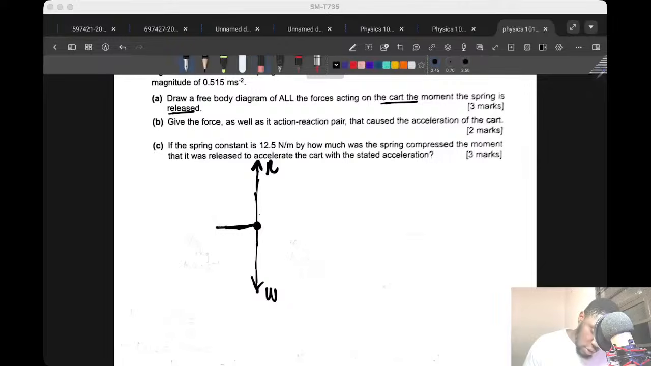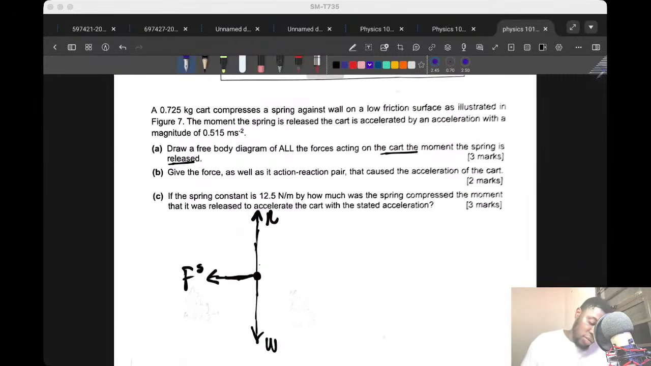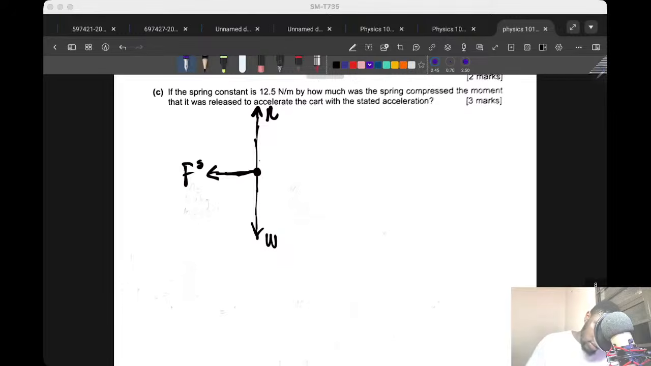If you want, you can make this force smaller, just to show that they can have different lengths, but whatever. Now here we talk about draw free body diagram. We have done 3 marks for those 3. Then we do part B.